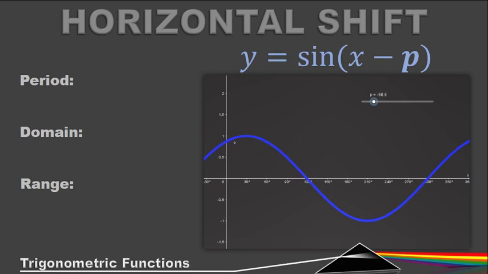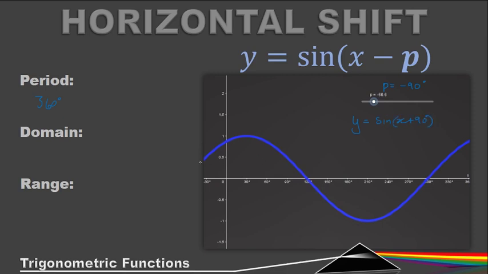And now let's see what happens if we have shifted our sine graph. The period will still be 360, unchanged, but the domain is the one that's going to change now. So let's say p is equal to minus 90, that means we shift our graph 90 units to the left, and our equation will look like this. It will be sine of x plus 90.